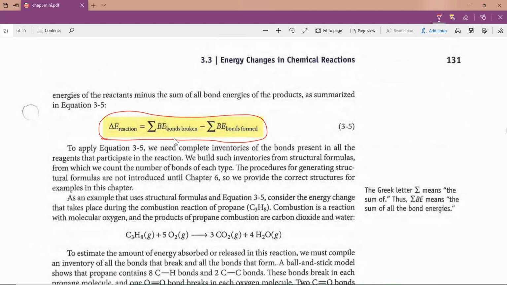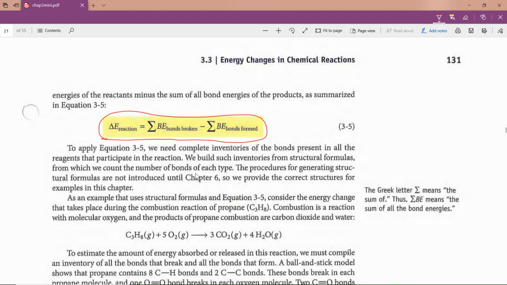You add up all the bonds that are broken, the energy needed to break those bonds, and you subtract from that all the energy released when bonds form, and that gives you delta E. It might be positive, might be negative. You just have to use the table and plug in those values.